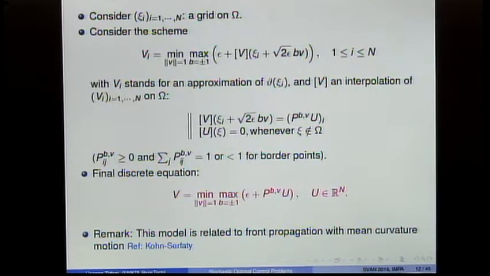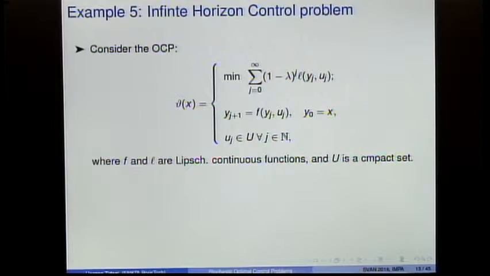So I didn't show here the PDE, but the problem can be interpreted like a two-player game. Any question? Okay. So I still have two more examples. The fifth example is an infinite horizon control problem without stochasticity.